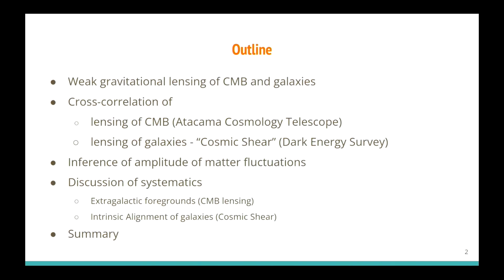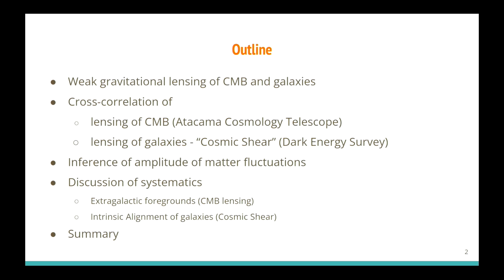So here is a brief outline of my talk. I will start with an introduction to weak gravitational lensing of CMB and galaxies. Then I will present our cross-correlation measurement between lensing of CMB as measured by the Atacama Cosmology Telescope and lensing of galaxies, called cosmic shear, as measured by the Dark Energy Survey. I will present the inference results about the amplitude of matter fluctuations using this measurement. Then I will discuss a bit of astrophysical systematics that one has to take into account while analyzing this kind of measurement.